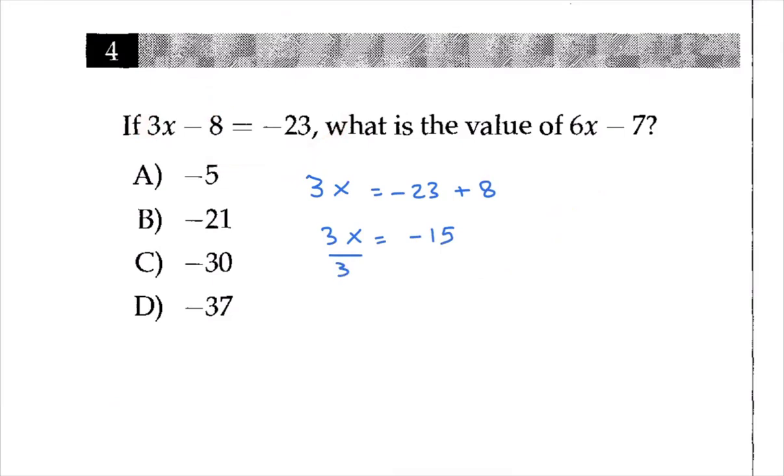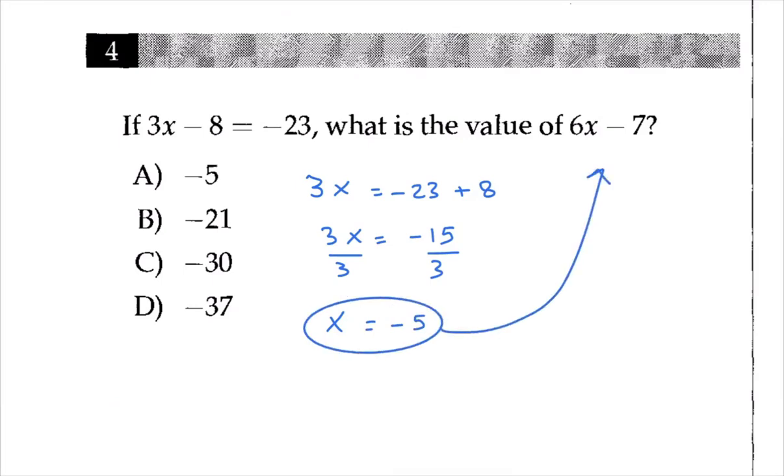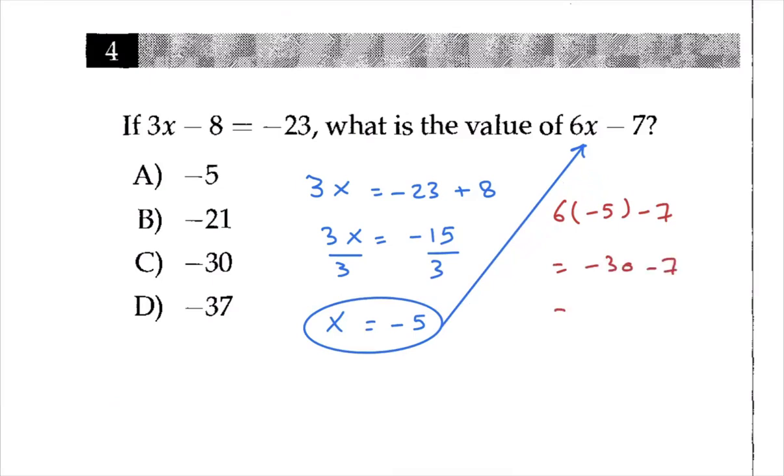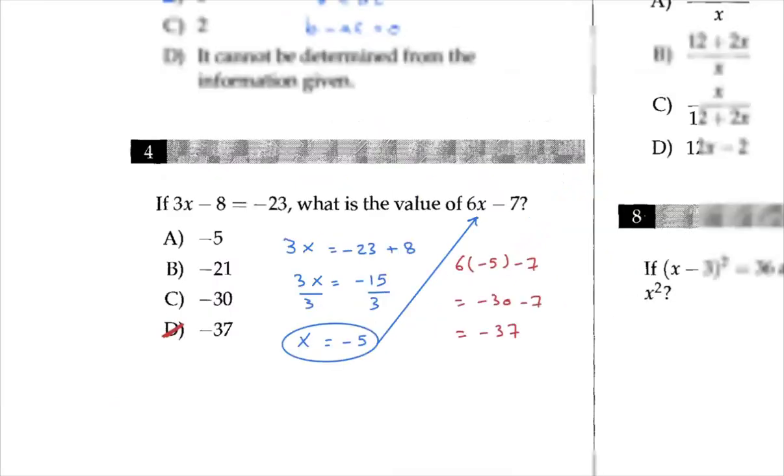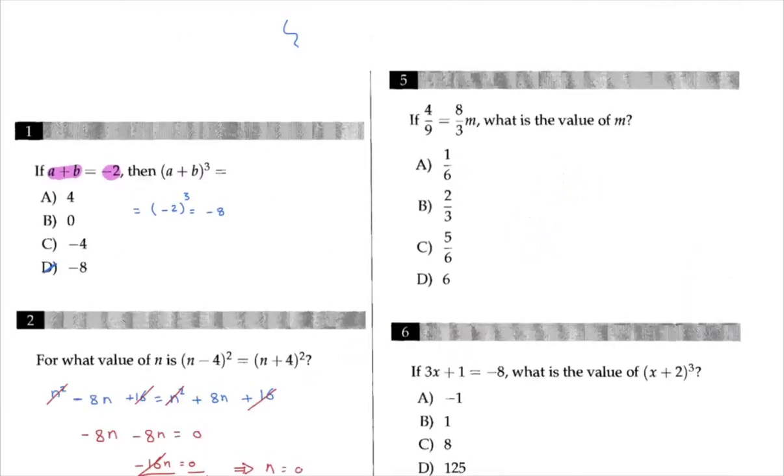Divide both sides by 3. So the value of x is negative 5. Once you get the value of x, you can substitute on the given expression here. Replace this x by negative 5. So it will be 6 times negative 5, minus 7, which is negative 30, minus 7. So the answer or the value for this expression is negative 37. The answer is D.